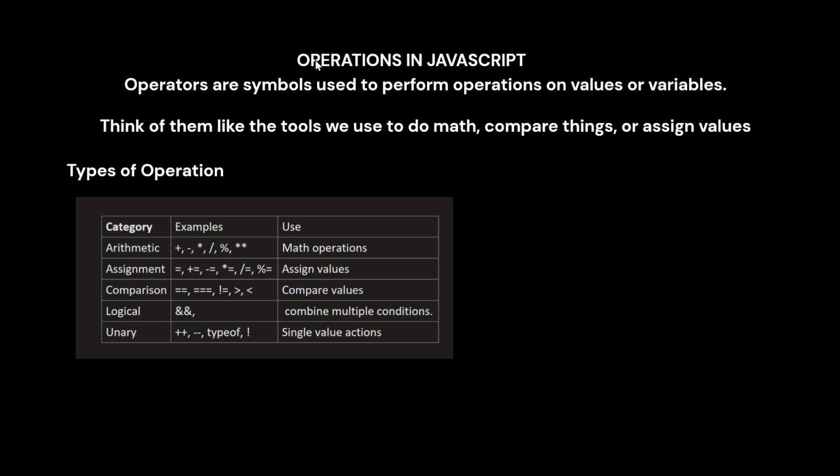Hey guys, now we are going to learn what operators are in JavaScript. Operators are symbols used to perform operations on values or variables. It is just like math, where we do addition, subtraction, multiplication, division, right? There are different types of operations: arithmetic operations, assignment operations, comparison operations, logical operations, and so on. We'll directly learn all about this in Visual Studio Code.